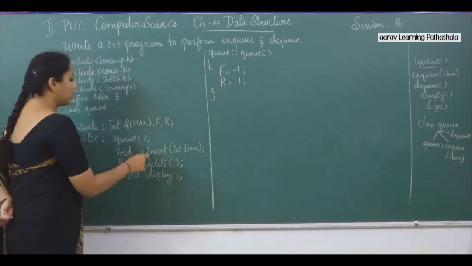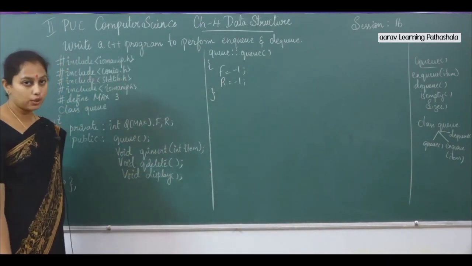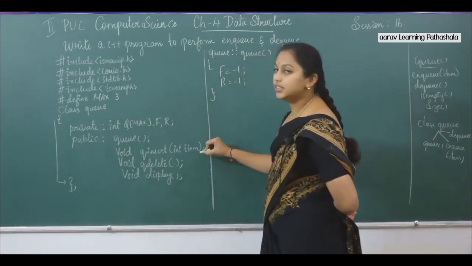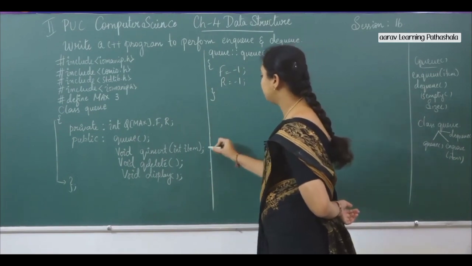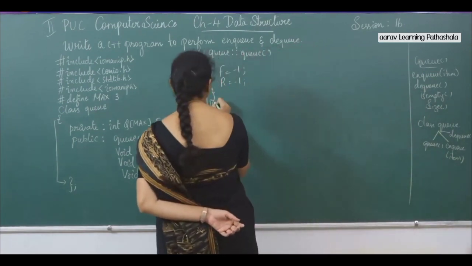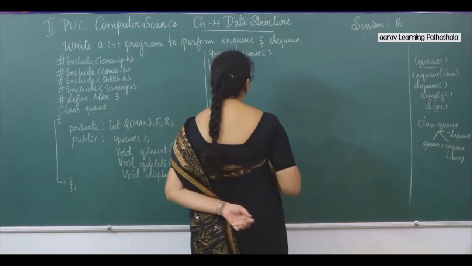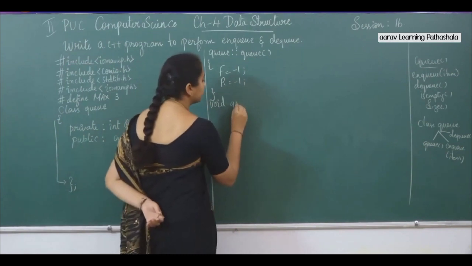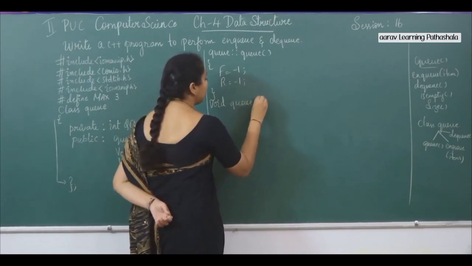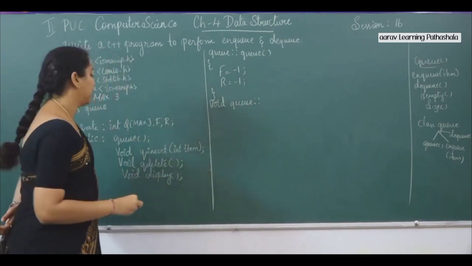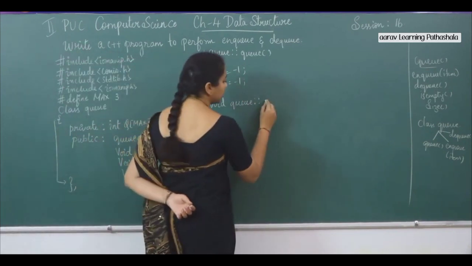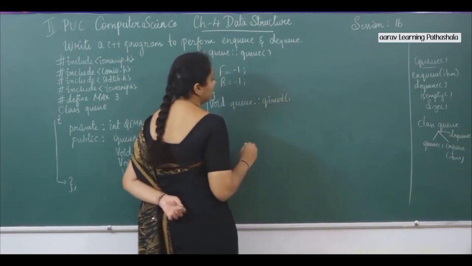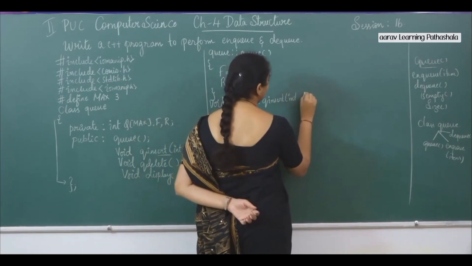Next, I am going to insert an item into the queue. We are defining this function outside the class, so for that we have to first mention the return type. What is the return type? The return type is void. What is the class name? The class name is Q, followed by scope resolution operator, then the function name. What is the function name? Q insert, int item.